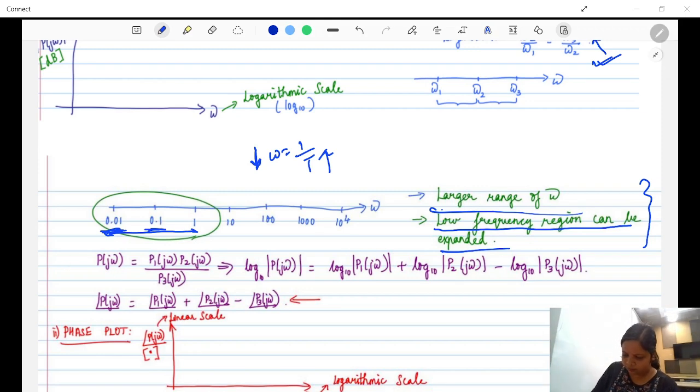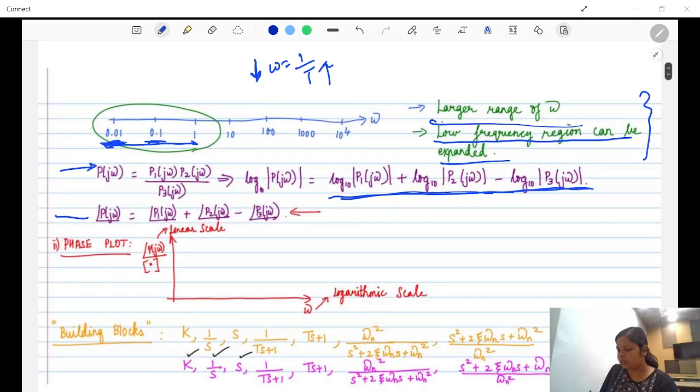Okay, if you're given a transfer function and it is represented by P1 of j omega into P2 of j omega upon P3 of j omega, if you're supposed to write it in logarithmic scale, you can see that it can very well be expressed as a combination of various logarithms. Anything multiplied in the numerator, when converted to log, can be represented as plus. If it is in the denominator, you have a minus sign before that.